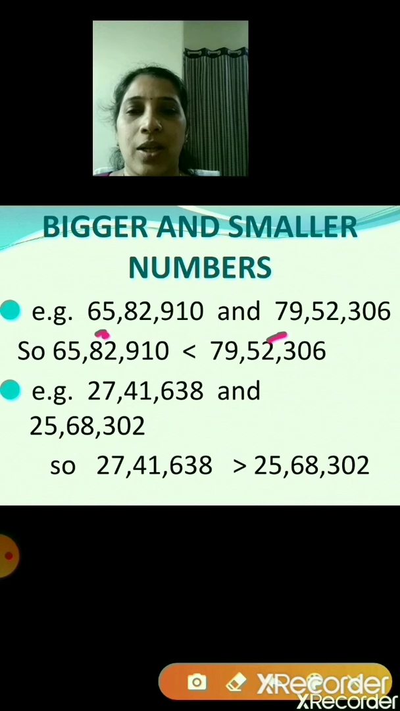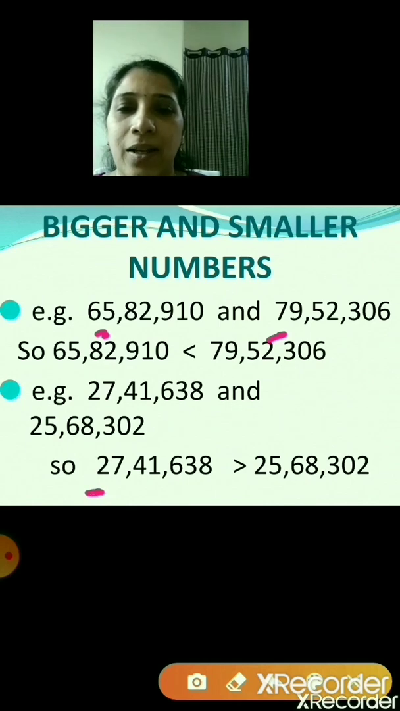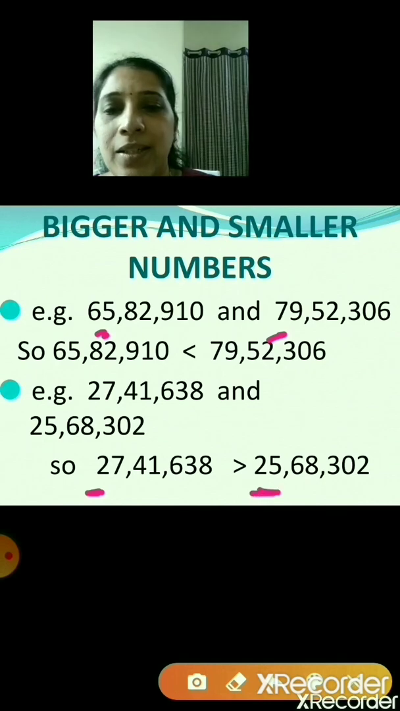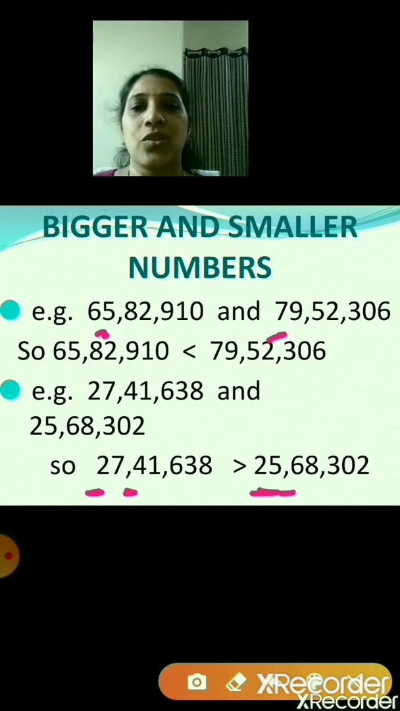So, start your comparison from your left hand side. Here the digit is 2. Again, here the digit is 2. Right? So, let's go to the next digit. Next digit is 7. And here the next digit is 5. So, 7 is greater than 5. So, that's the reason 27,41,638 is greater than 25,68,302. So, are you getting it, children?